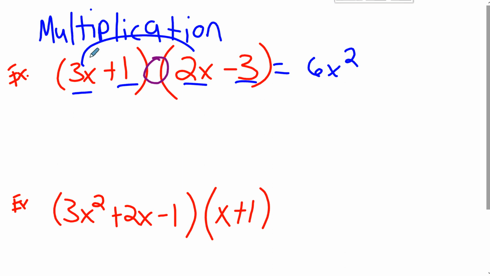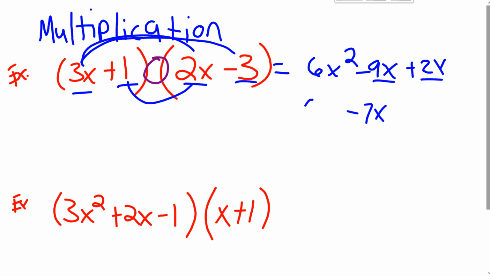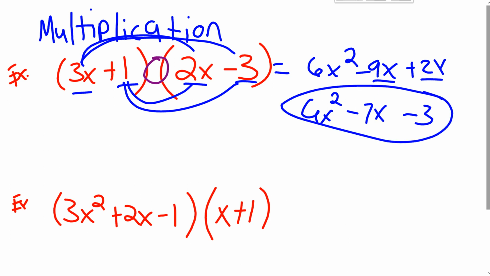3x times negative 3 is negative 9x, and 1 times 2x is 2x. Those have the same terms, so I can combine them: negative 7x. And then 1 times negative 3 is negative 3.